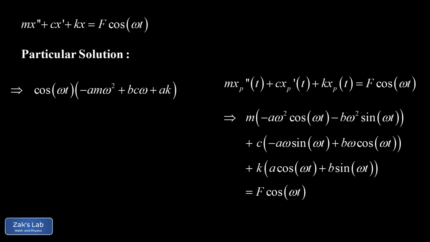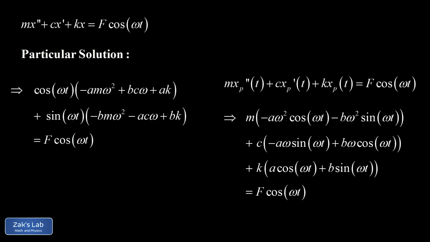And now we do a similar thing with the sine functions. There's a sine function here, and here, and here. And we're going to distribute into those parentheses and gather all those like terms and factor the sine function out. So this gives us sine omega t times the quantity negative b m omega squared minus a c omega plus b k. And there's the right-hand side of the differential equation still hanging out over there. That's F cosine omega t.